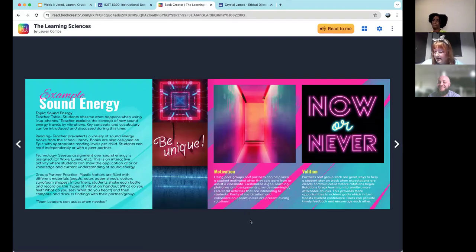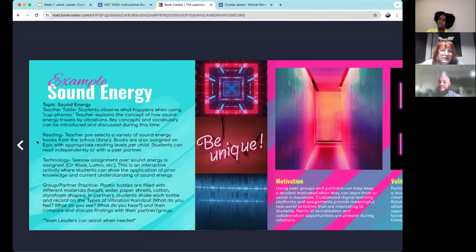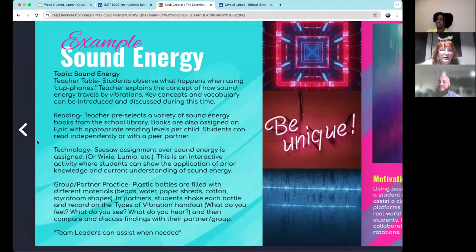So this is my example of what type of instructional activities I would include. My example is on sound energy, and this is an actual TEK that we face for energy. So for sound energy, your teacher table would have students observing what happens when using cup phones, which is where you tie two cups together with a string, and the students would whisper in one end and the other person would listen. This would help them observe the concept of energy traveling by vibrations, and the teacher could explain it. They can also talk about observing it when it's happening.